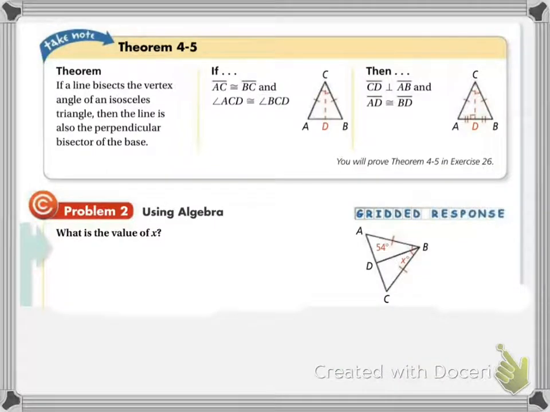All right, we're going to go a step further and look at one more theorem that's used with isosceles triangles. What it says is if you've got an isosceles triangle and you have a line that bisects the vertex angle of that isosceles triangle, then that line is a perpendicular bisector of the base. So here we have CD, and CD bisects this vertex angle, that top angle. Because of that, I know that angle D is a right angle, so CD is perpendicular to AB, and also that AD is congruent to DB.